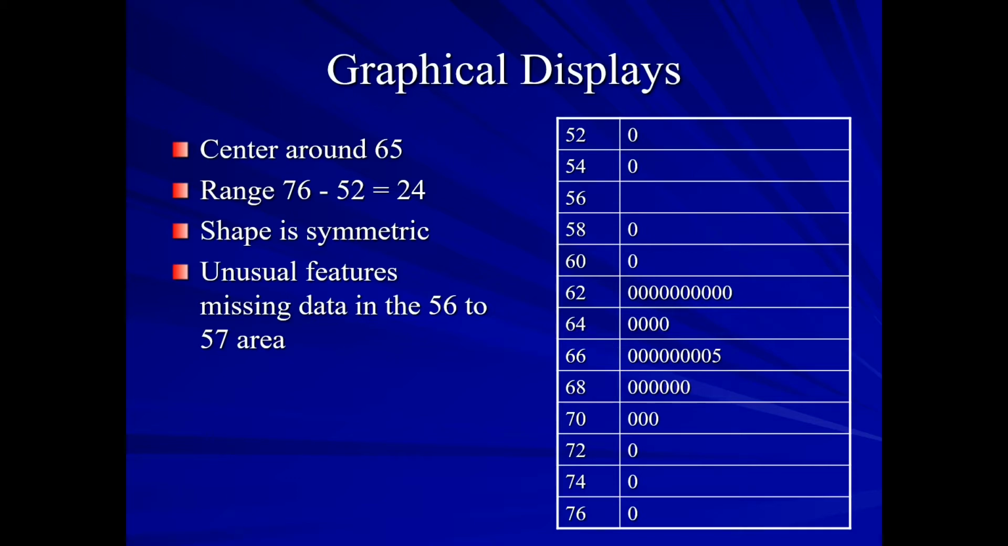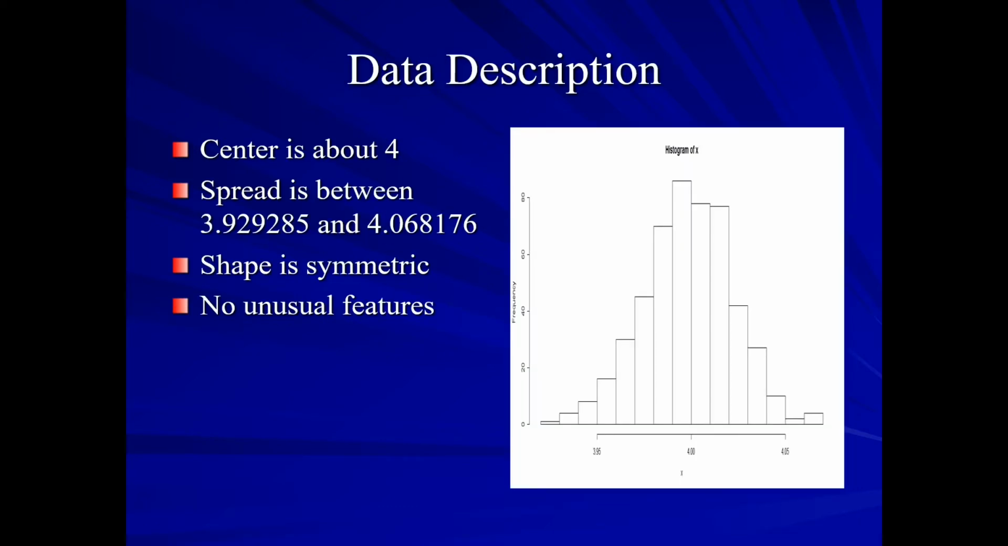Unusual features, well, we don't have extreme observations. We don't have large clusters of data, but we do have missing data in the 56 to 57 range. Our next data set. Here we have a histogram. Now, we're centered at approximately 4. Our spread is very hard to tell, so I've gone ahead and calculated at approximately 3.92 to approximately 4.06. This shape is symmetric. If I grab this end and fold it over onto this end, it fits very well, and the crease is approximately 4. We have no unusual features.